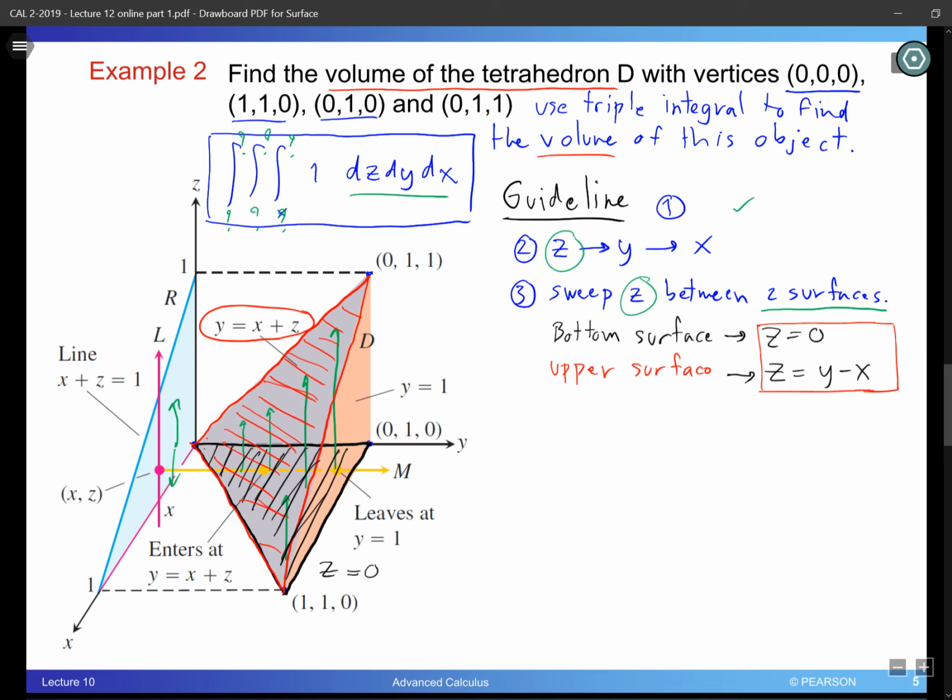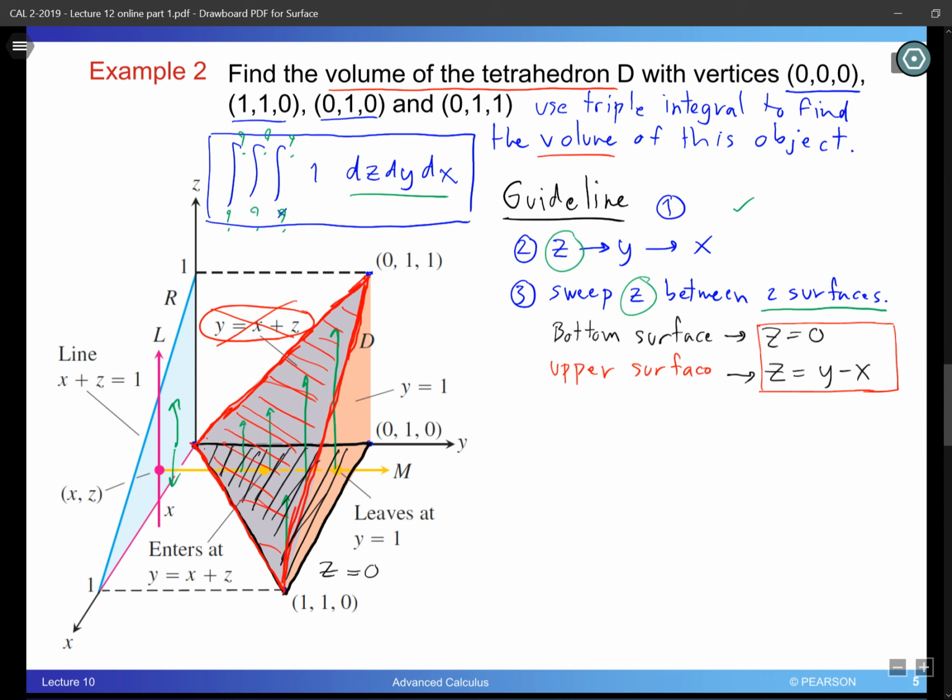Some of you might ask, what if this is not given to us? How do you know this is y equal to x plus z? What if we need to find this by ourselves? Well, you can do that. You can use the technique we learned maybe 2 months ago. We want to find the equation for this plane. I'm sorry for the mess here, but it's necessary. What if we are supposed to find the equation for this plane by ourselves? How do we do that?